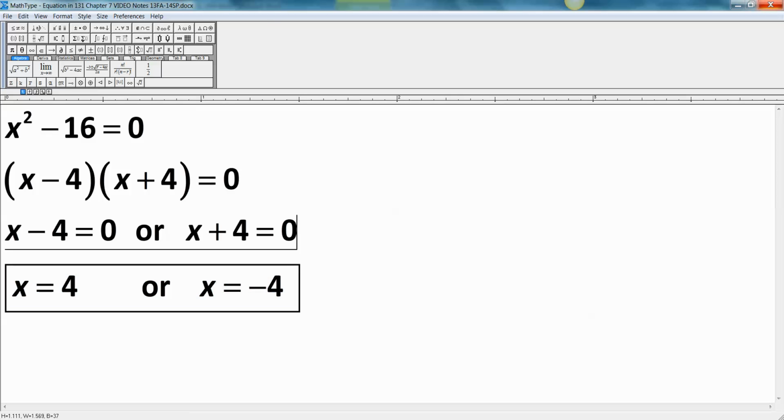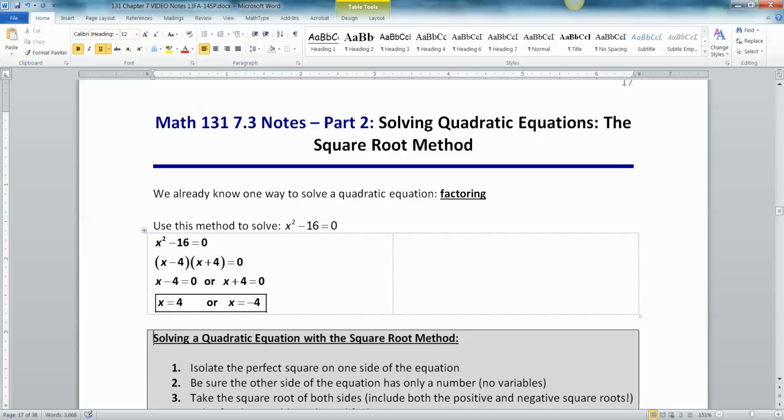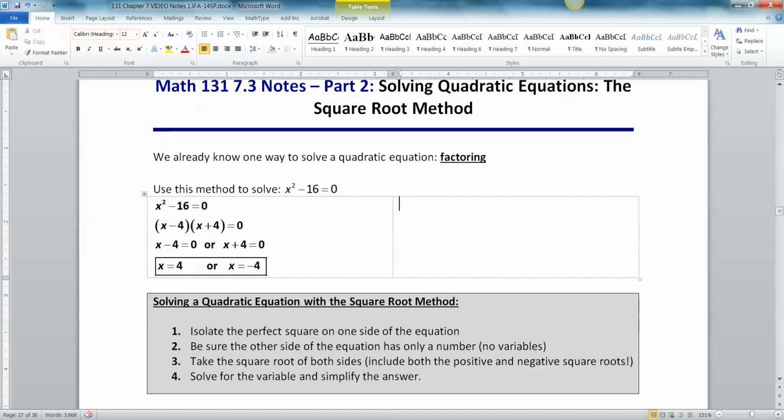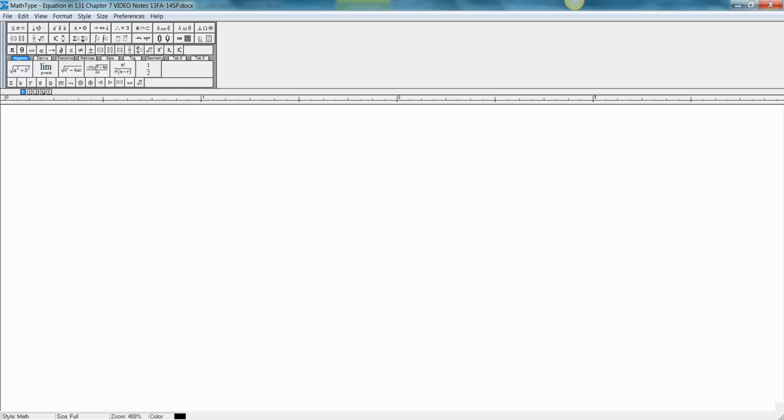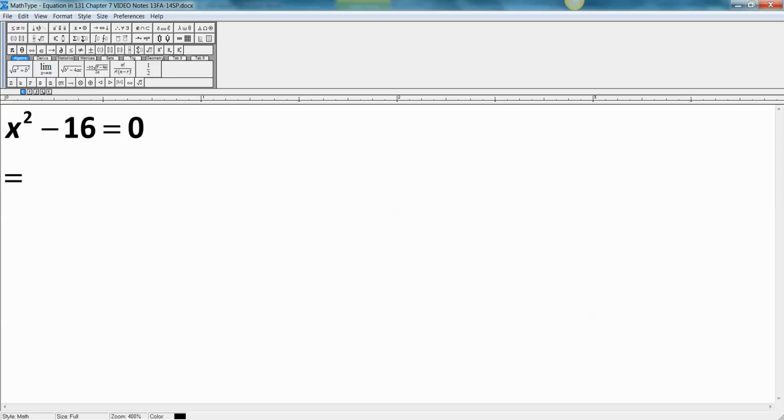Okay, now factoring is all well and good, but there is another method we can use, and it's taking the square root of both sides, the square root method. You isolate the perfect square on one side of the equation. So that means you're going to take your equation, and instead of having it set equal to 0, you're going to isolate your squared. To do that, you're going to add 16 to both sides. That'll give you x squared equals 16.